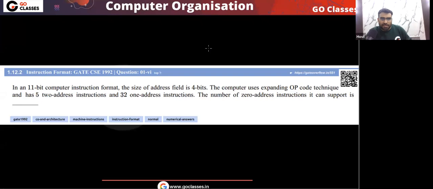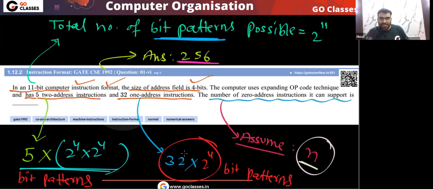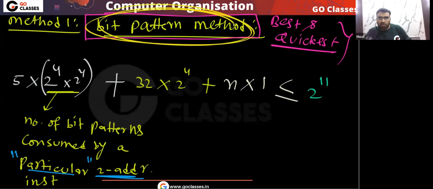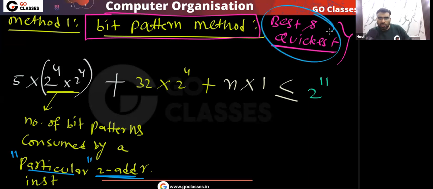Shivam is saying the meme is so beautiful, so elegant, just looking like a wow. Yes, indeed. This bit pattern method, let me tell you, is like a wow. This is a very good method, the best and quickest method.